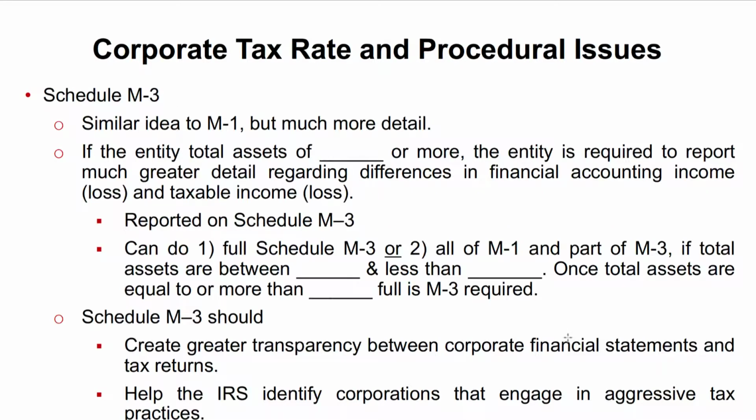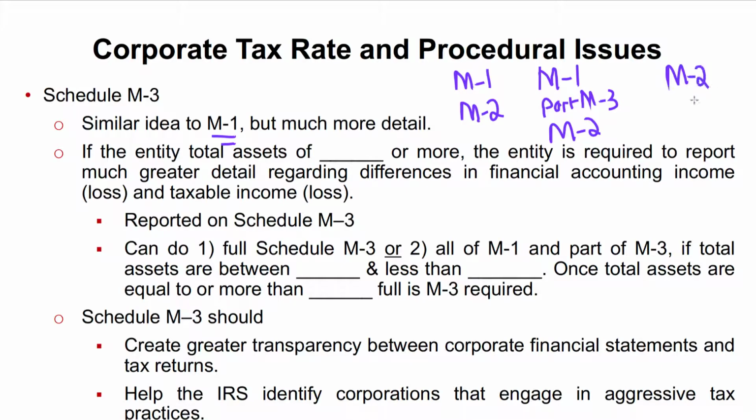Finally, the last item in our presentation is the Schedule M3. The Schedule M3 is similar to the M1, but much more detailed. Here are some common examples you'll see when it comes to taxpayers. You'll see a taxpayer with an M1 and an M2, but maybe no M3. You'll see a taxpayer with all of an M1, part of an M3, and all of an M2. Or you'll have an M2 and an M3.